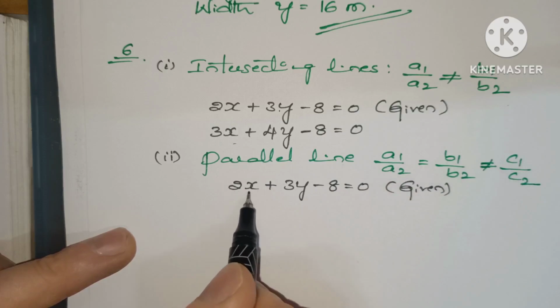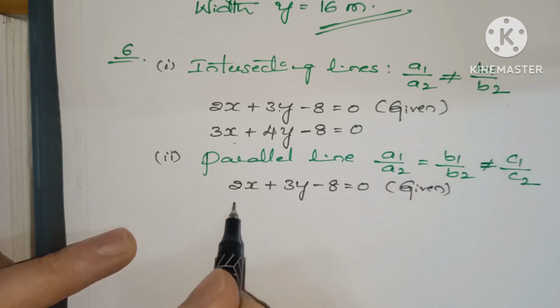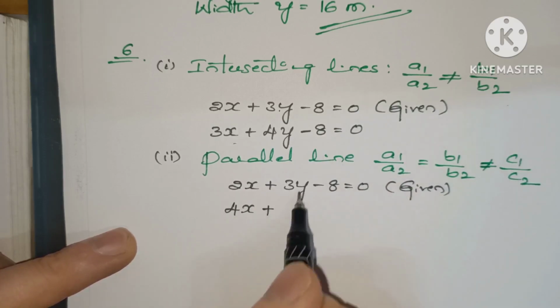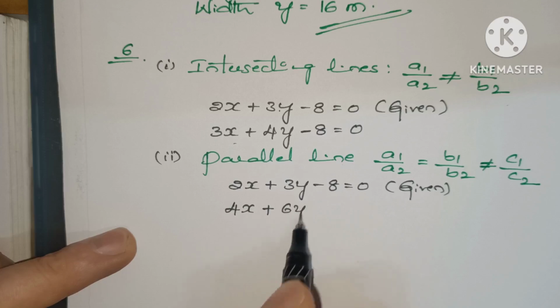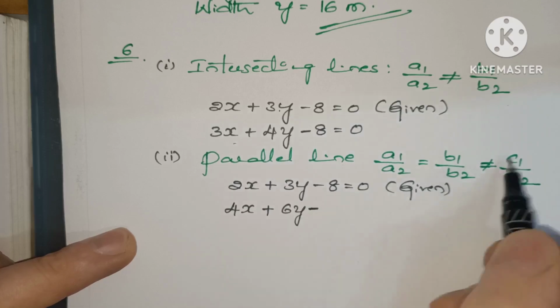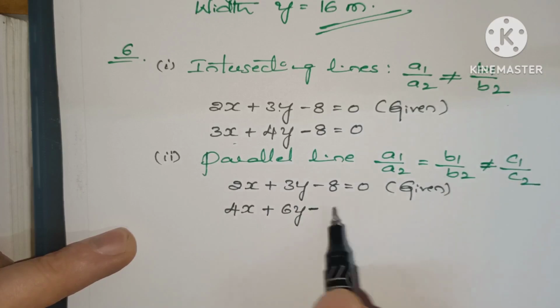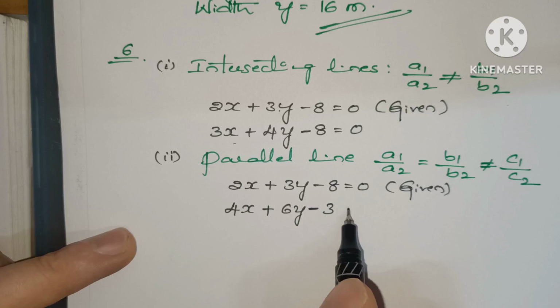Now I have written here 2x. Now let me write here 4x, double it. Now plus 6y, since 3y is there. Now I will write 6y minus, and here c1 should not be equal to c2. Minus 8 is there; apart from 8, you choose any number. Let me choose 3. Okay, is equal to 0.